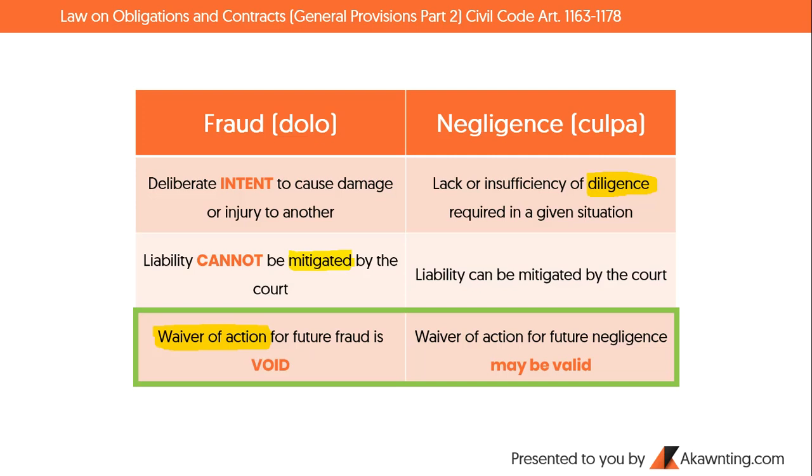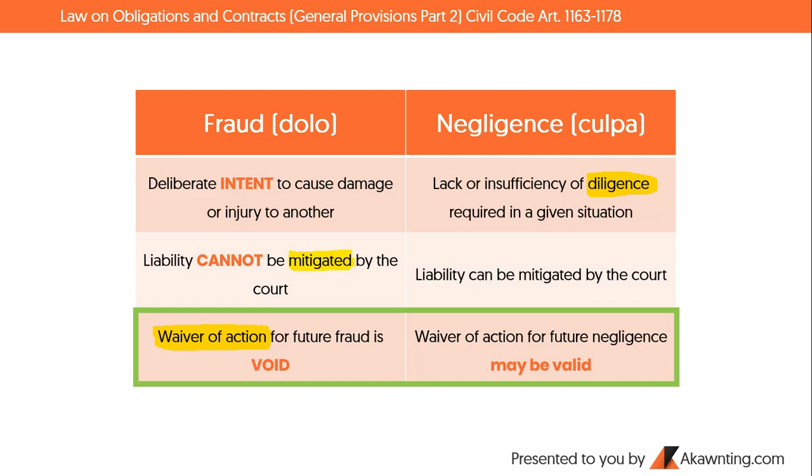So, for example, sa isang kontrata, isa sa provision ng isang kontrata ay in case na may mangyaring fraud in the future, bawal mo akong kasuhan. So, yung ganong klaseng provision or ganong klaseng stipulation ay bawal po. Hindi po pwedeng gumawa ng ganong klaseng stipulation or provision sa isang contract. Dahil ang tawag po doon ay waiver of an action for future fraud. Okay? Pero pagdating naman sa negligence, so pwede pong stipulate yun or gawing provision. So, depending on the circumstances po yun.